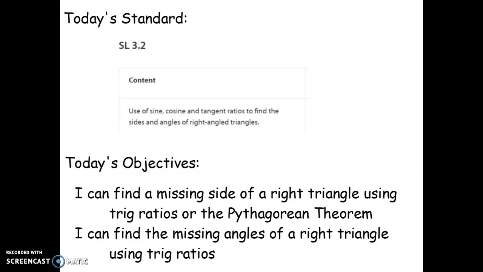For this video, you need your Lesson 7 notes and your calculator. We are going to be practicing finding missing sides or angles of a right triangle using trig ratios or the Pythagorean theorem. When you did this in geometry, we're just going to refresh over it.